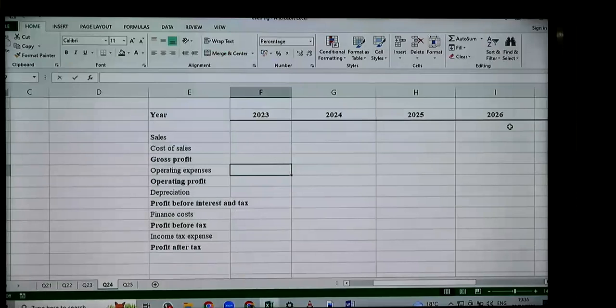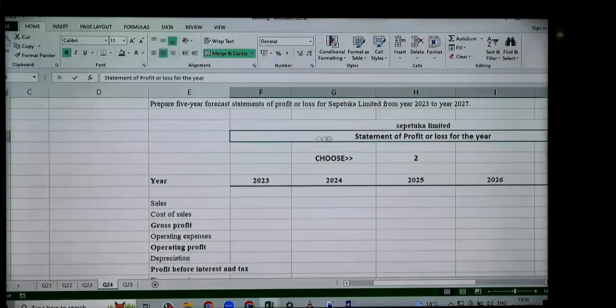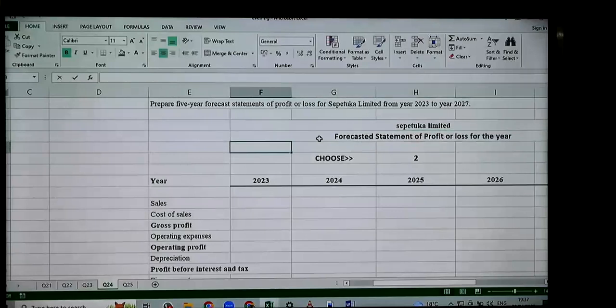So we come now to create our pro forma. This one is a forecasted income statement. You may correct here. F2 to edit the cell. Forecasted statement of profits and loss, isn't it?